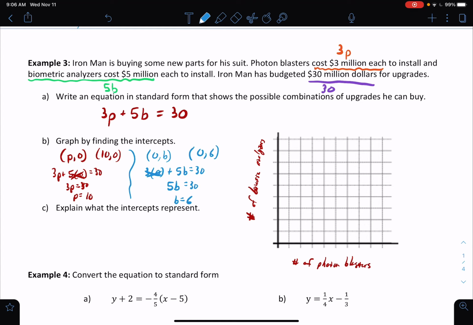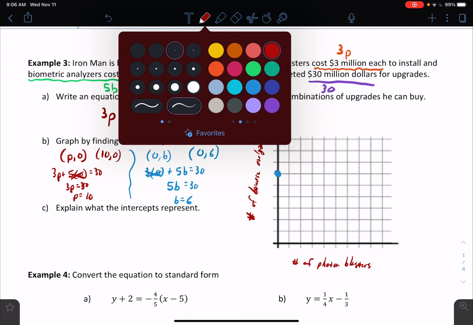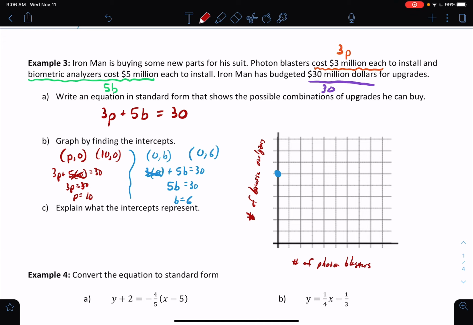So if I were to graph these, the number of biometric analyzers on the y-axis, which is kind of my B-axis, 1, 2, 3, 4, 5, 6. My P-intercept, where it is on the P-axis, which is playing the role of my x-axis, would be at 10, 0. 1, 2, 3, 4, 5, 6, 7, 8, 9, 10. And then all I need to do is connect these two. All right, that is the graph of this function.